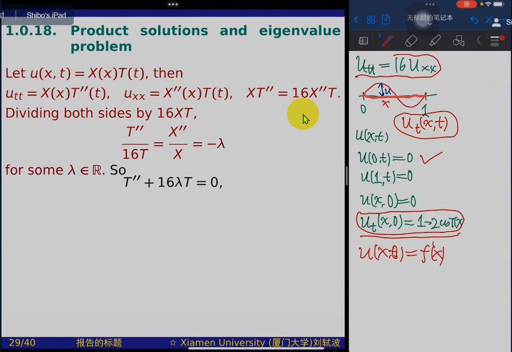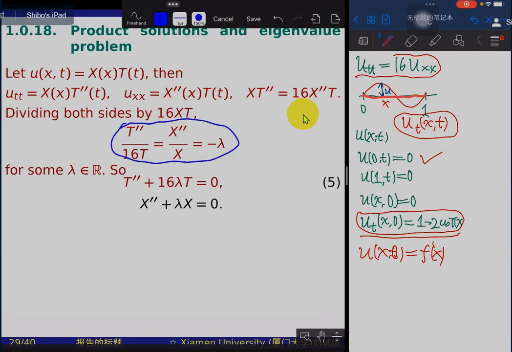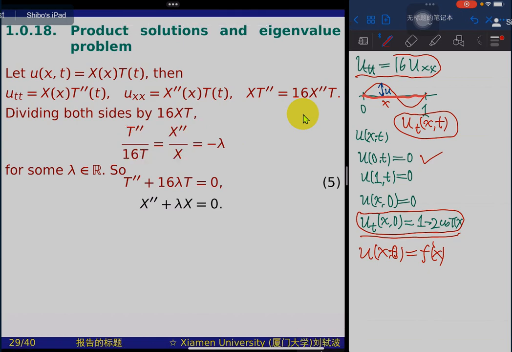Then T satisfies this equality: T double prime plus 16 lambda T equals 0. So this is a second order ODE for capital T. And this is the second order ODE for capital X, okay? These two ODEs are obtained from this equality, because the common value minus lambda is a constant. If you omit this one, you get the ODE for T, and if you omit this one, you get the ODE for X. Anyway, you have these two ODEs, which capital X and capital T have to satisfy.